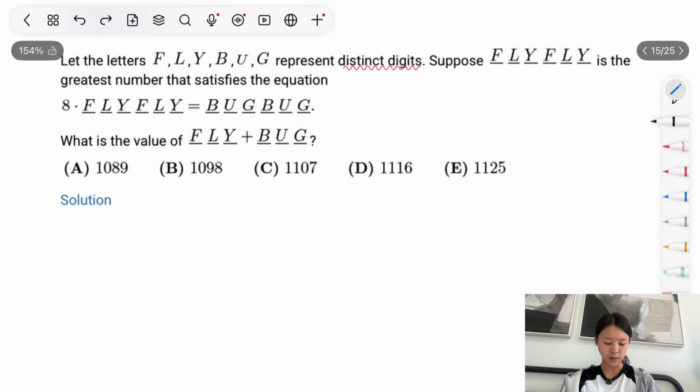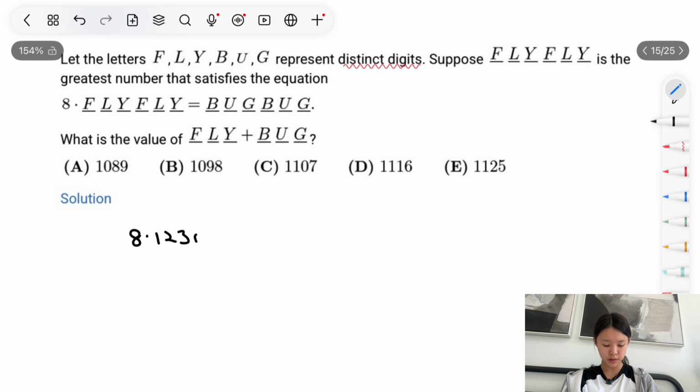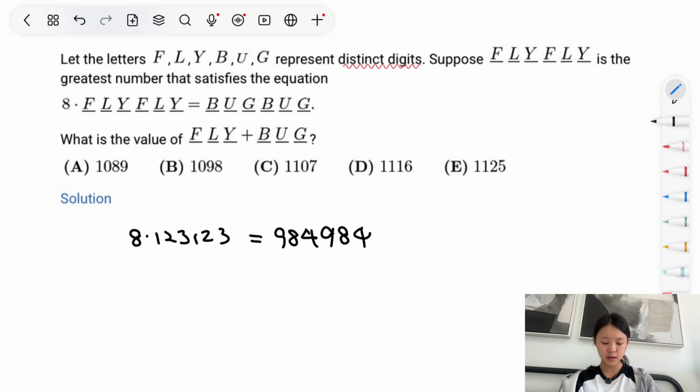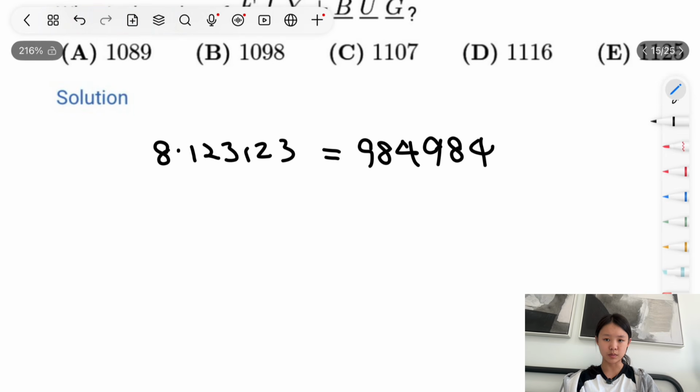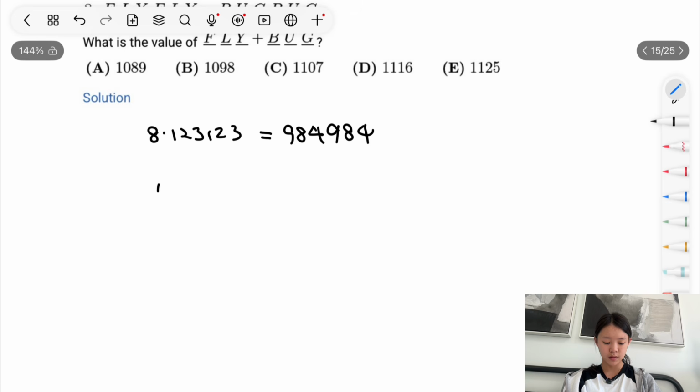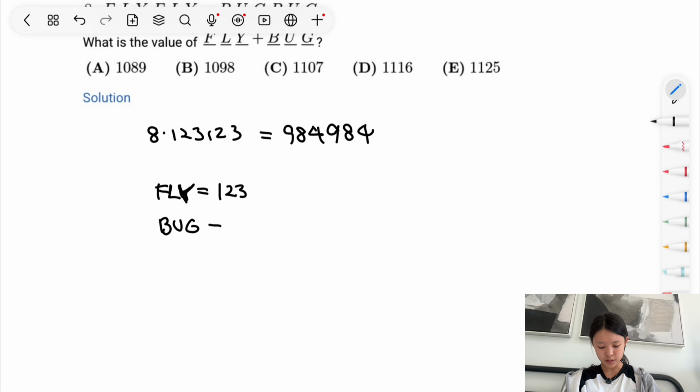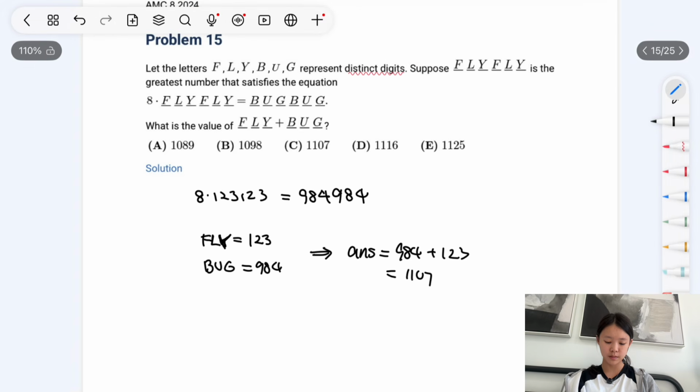And so if you just try out multiplying 8 times 123, you'll end up getting 984. And that is the biggest number that can be possible to fit within the range, 6 digits, when you multiply it by 8. So you know that the final answer is fly equals 1, 2, 3. Bug equals 984. So the answer equals 984 plus 1, 2, 3, which is 1107. So the final answer is C.